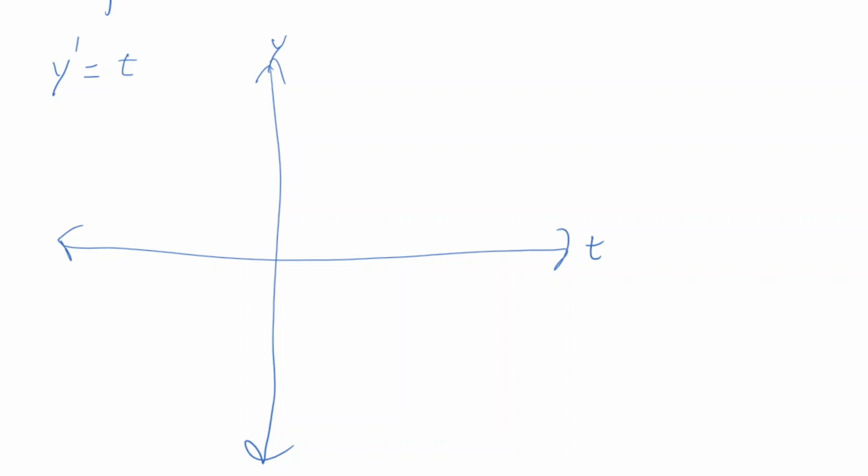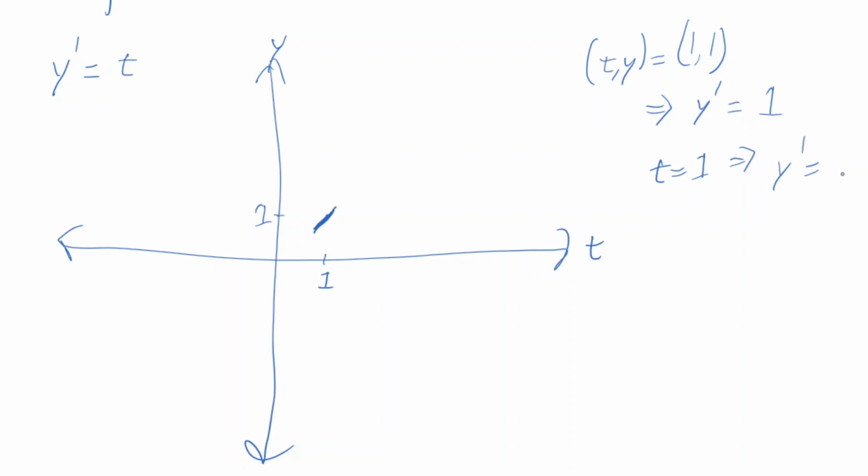the differential equation. So if t comma y equals 1, 1, then our slope in this case is just t, which is 1. So at 1 comma 1, we draw a little dash with a slope of 1. While doing this, we might notice that for any t equals 1, y prime is going to be 1. So along the whole line t equals 1, the slope should be 1. And this holds for other t values.